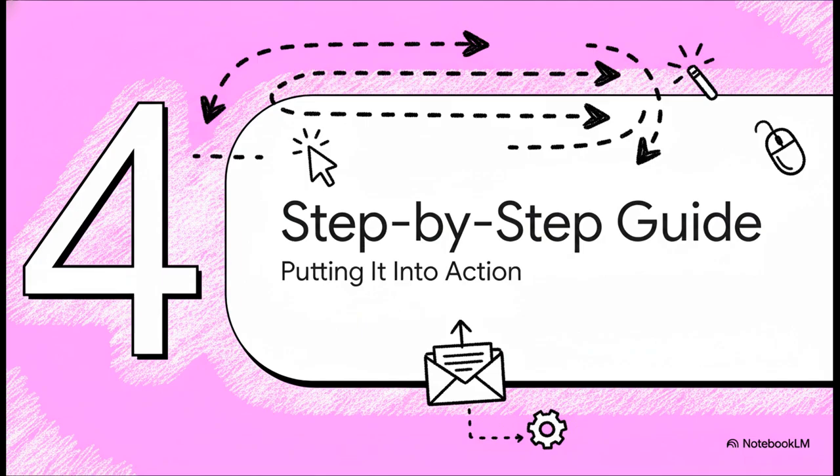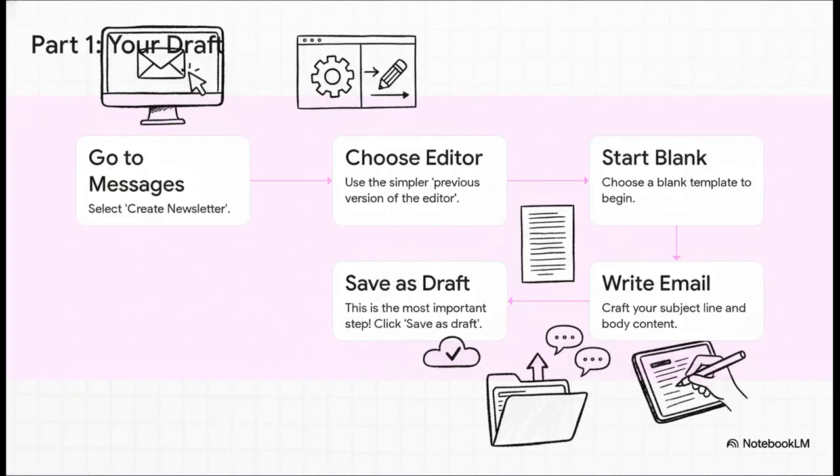Okay, that's enough theory. Let's make this real. I'm going to walk you through the exact steps, click for click, so you can see just how simple this is. All right, part one is all about creating your email. You're going to go to Messages, but you're going to click Create Newsletter. Now, here's a little pro tip. Pick the previous version of the editor. It's often a bit simpler. Start with a blank template, write your killer email, and then, this is the most important part of the whole process, you're going to click Save as Draft. That's it. Don't send it, just save it.